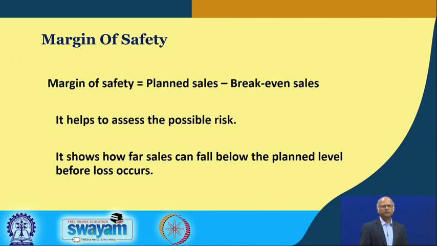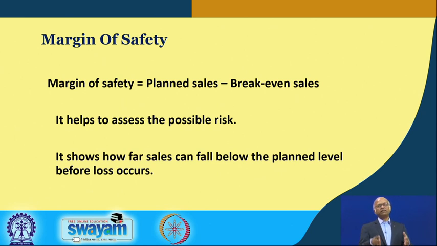Now, revisiting margin of safety. Margin of safety is nothing but planned sales minus break-even sales. It helps to assess possible risk. Suppose your break-even is at 5,000 and your planned sales is 5,500. You are very sensitive to market changes, market vagaries. If market condition goes down or a new competitor comes in and you are unable to sell 5,500, say you sell only 4,500, you incur loss.